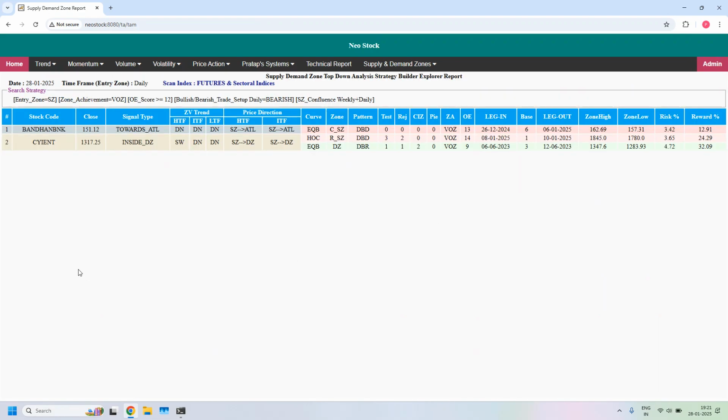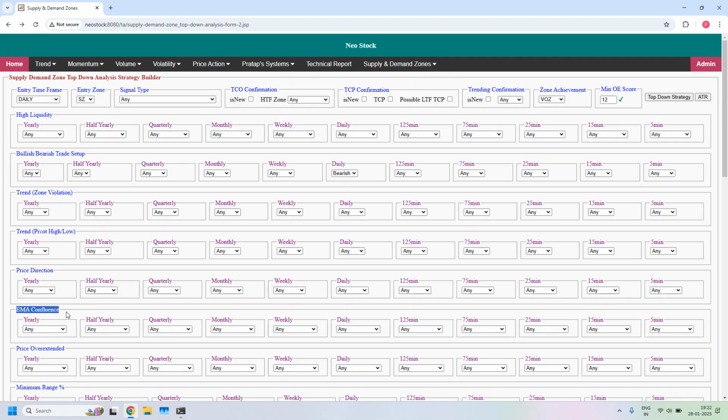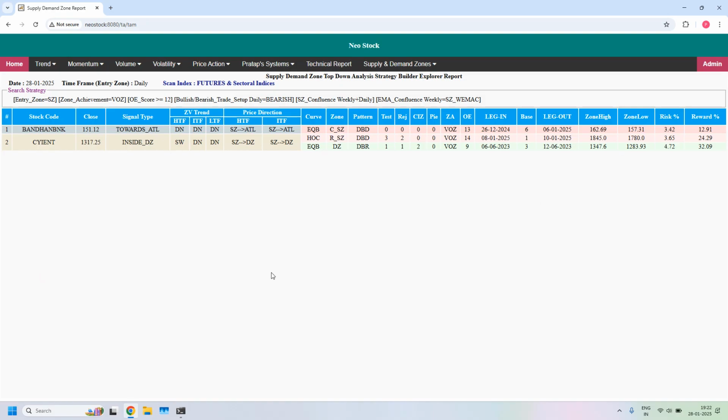We got 2 stocks. Out of these 2, we can identify even more high probability setup supported because the ITF trend is down. ITF means weekly, and the daily zone is part of the weekly zone in both these stocks. So that's why in the weekly EMA confluence, I am setting weekly supply zone having weekly EMA confluence stocks. Both are filtered. So both these daily supply zones are even more high probability trade setup supported zones.